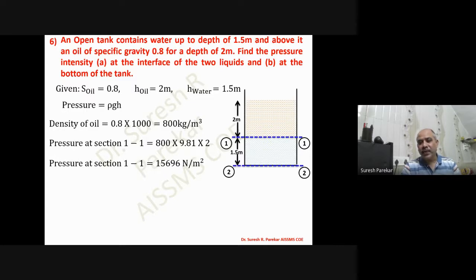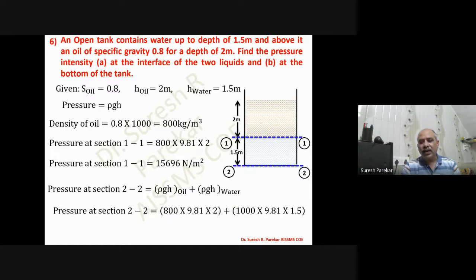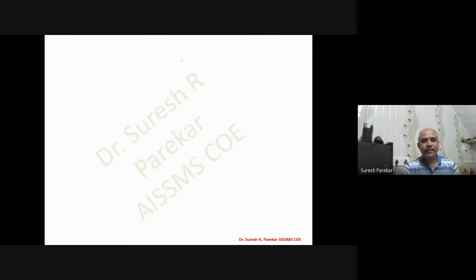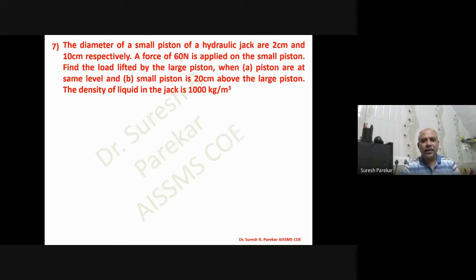Now at 2-2 we have to consider oil and also water. So for oil we already have the value, now we have to add that of water. So we add 1000 into 9.81 into 1.5, and that comes to 30411 Newton per meter square.